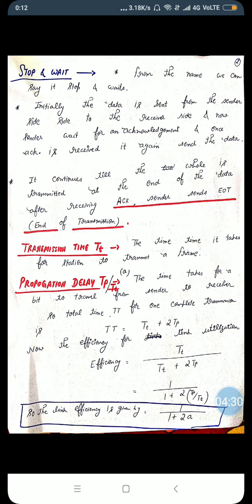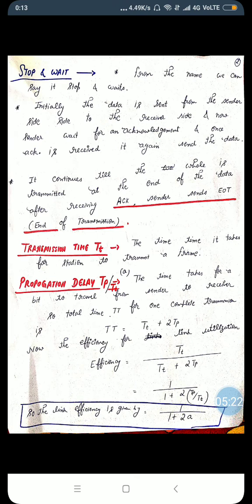Now the efficiency for the link utilization can be calculated by this formula. It will be the transmission time divided by the transmission time plus twice the propagation time, or we can say the total time. So we can take Tt common here. In the denominator we have 1 plus twice Tp by Tt. If we represent Tp by Tt as a small a, we can find the link efficiency by the given formula. That will be 1 divided by 1 plus 2a.